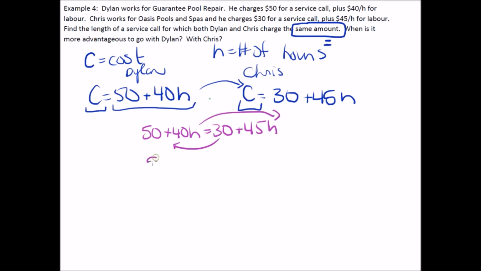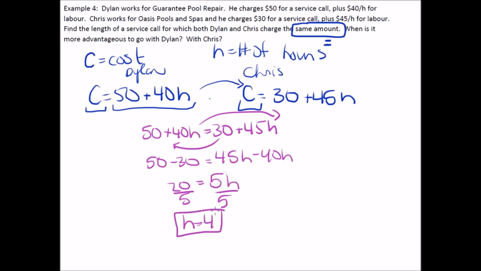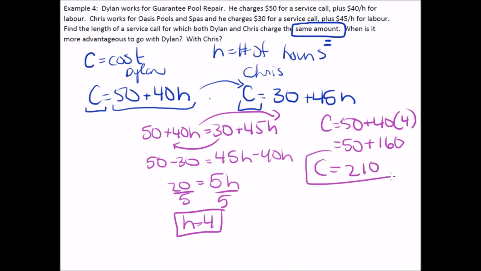Okay, bring that 30 over, I get 50 minus 30, which is 20. And this is 45H. Bring that 40H over, I get 5H. And we're going to divide both sides by that 5. So I get H equals 4. So at 4 hours, both of them are going to cost the same amount of money. And let's actually just solve for how much money that is. 50 plus 40 times 4. 50 plus 160, it's 210. So at 4 hours, both of them are going to cost $210.